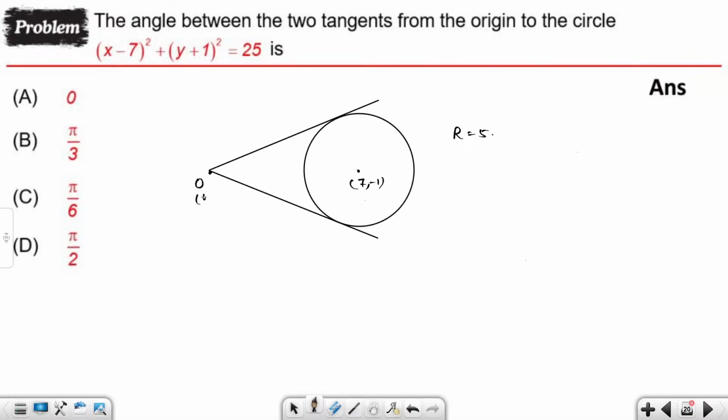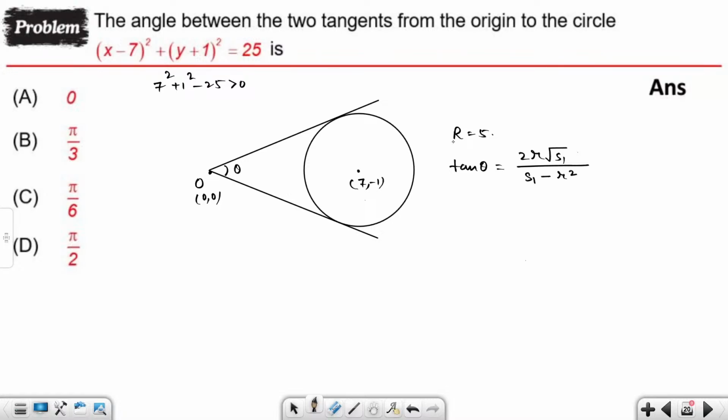How do we know that the origin is outside the circle? Simply find out the power of the point 0, 0 with respect to this circle. You are going to have 7 square plus 1 square minus 25, which is greater than 0. That is why I told you the origin is outside the circle. Clear? Now you have to find the angle between them. We know that if theta is the angle between these two tangents, tan theta is 2r root s1 divided by s1 minus r square.